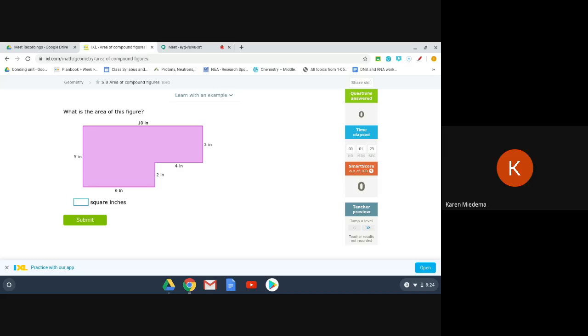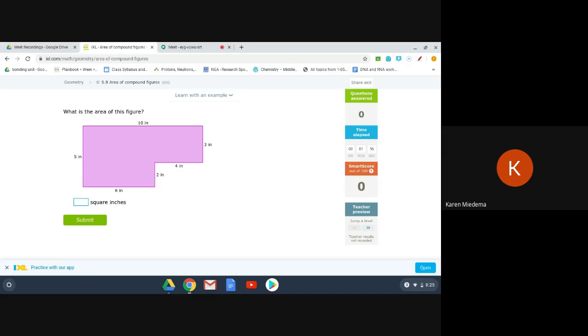Okay, so in previous lessons, we did S1, 2, 3, 4, and 7. Now S1 was about perimeter, but the other 4 lessons were all about area. We found the area of rectangles and squares, the area of triangles and parallelograms, the area of trapezoids, and also the area of circles. Today's lesson is S8, area of compound figures.